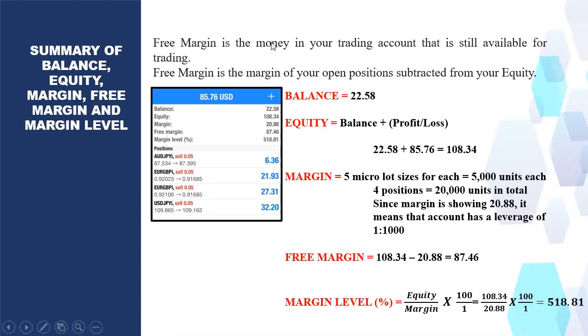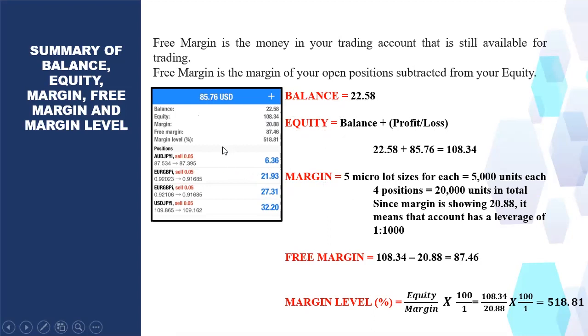Free margin is the money in your trading account that is still available for trading. I've talked about this before. So free margin is the margin of your open position subtracted from your equity. So now let me do a summary of all of this for you. This is balance, right? The balance on this screenshot here is 22.58. The equity is going to be balance plus profit or loss. This is the formula I gave you before, which is the balance, 22.58, plus the profit, which is what we were saying up here. This is the total of all the profits that are here. So that will give you 108.34, which is what you see here on the equity.